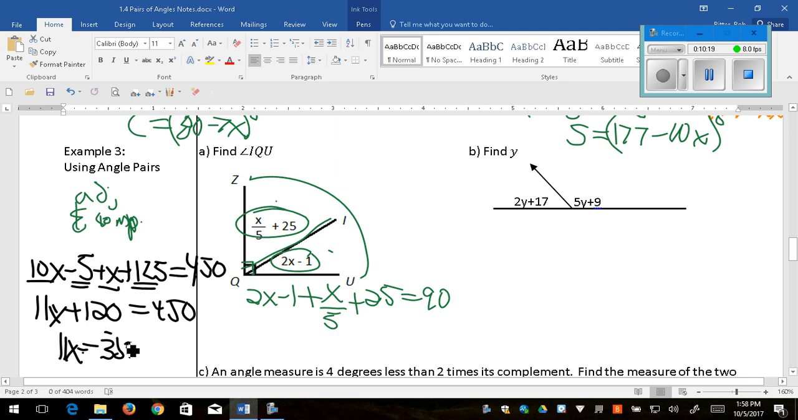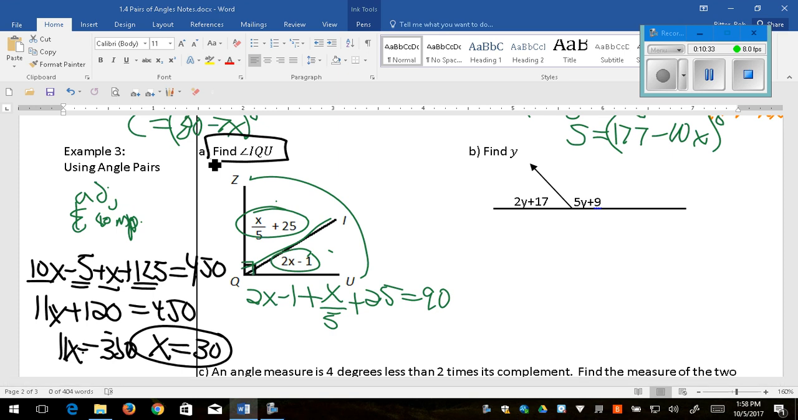Divide by 11, giving us an answer of x equals 30. Now for this particular problem, they didn't tell us what we were solving for. Actually, they did, so I have to go back and find that. I can't just say x equals 30. That's part of how I get to my answer.